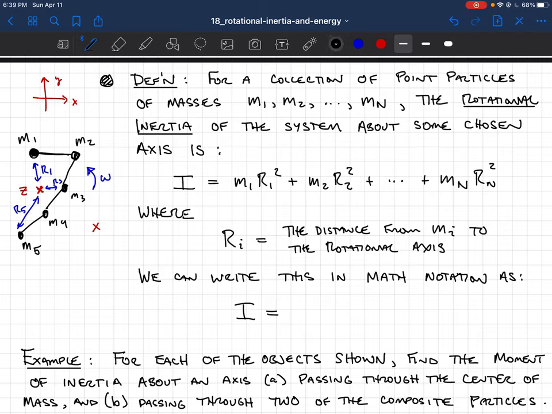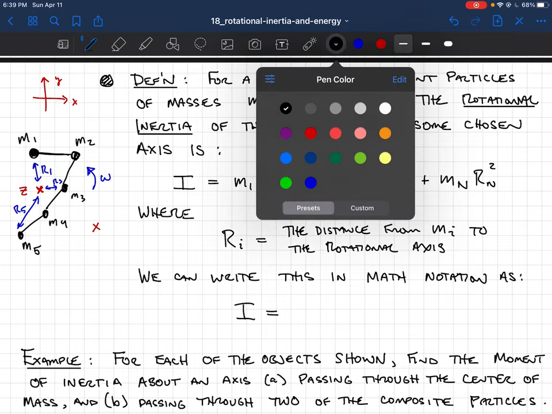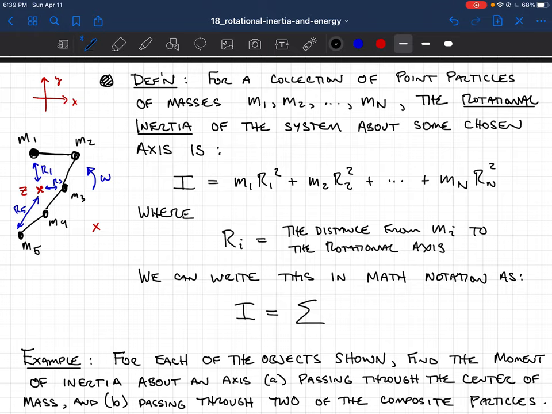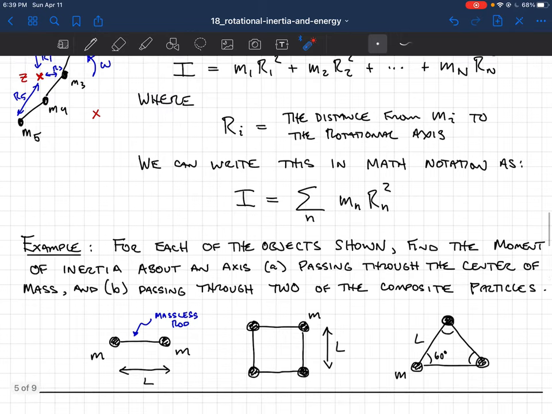So how do we write that? Well, that sum that appears here, we can write in a mathematically compact way as just the sum over little n of mn rn squared. That just means the sum of these terms. It doesn't mean anything different than that.